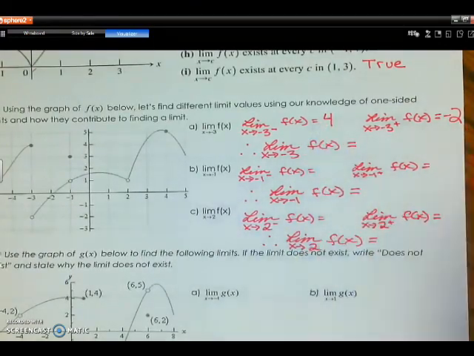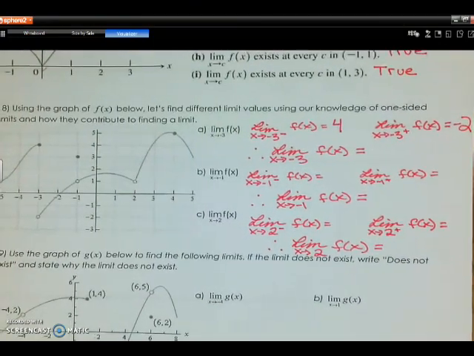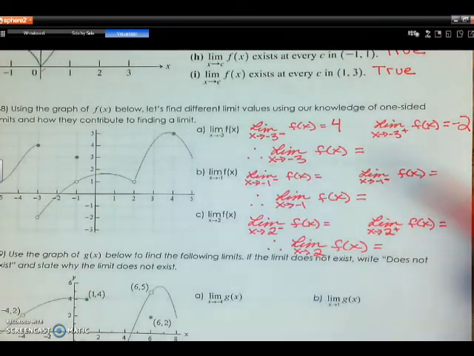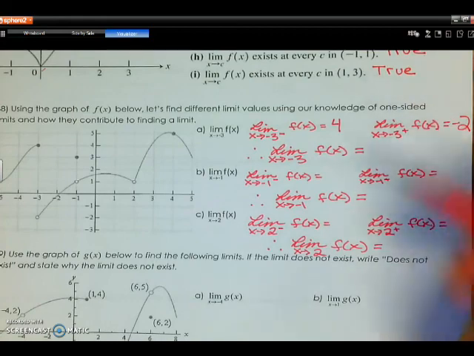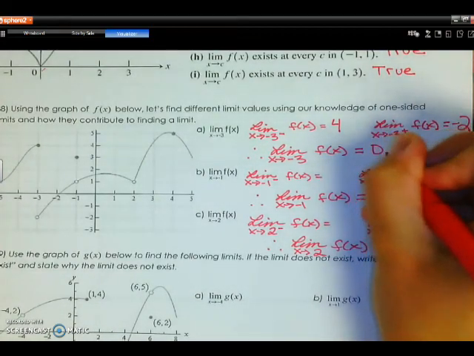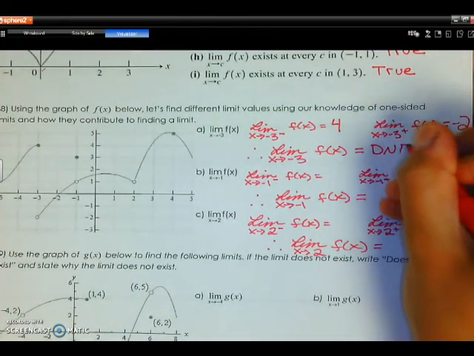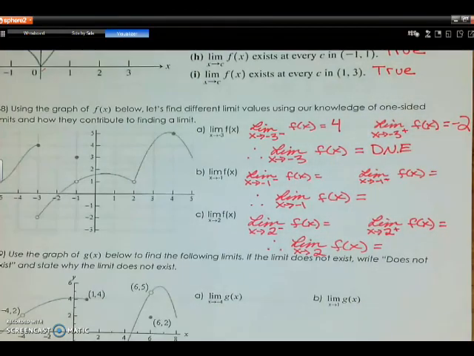Well, notice that 4 and -2 are not the same number, so therefore, that's what those three dots mean, the limit as x approaches -3 does not exist. So you can say equals DNE, or you don't really need the equals sign there, you could just say it does not exist, because the left-hand limit and the right-hand limit are not the same number.